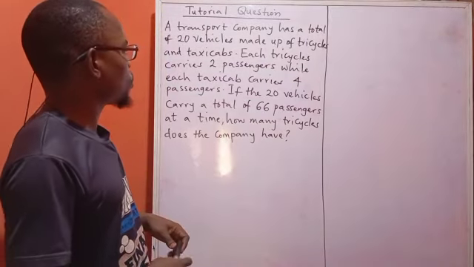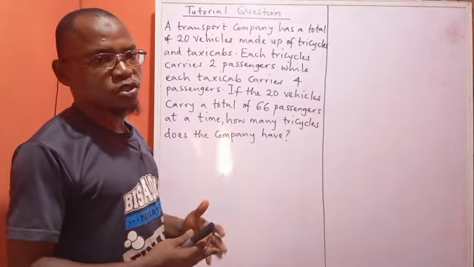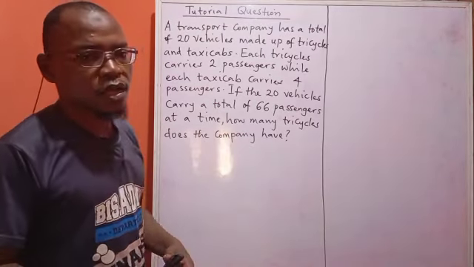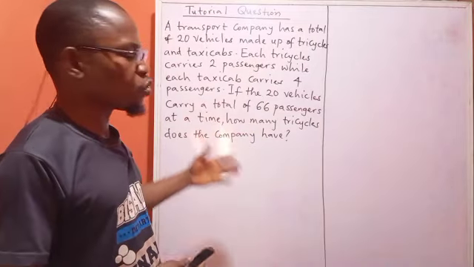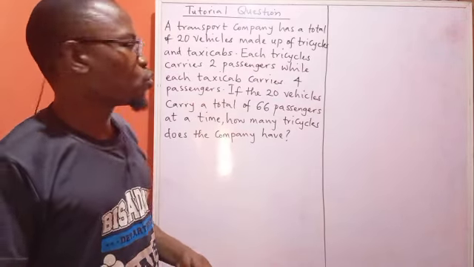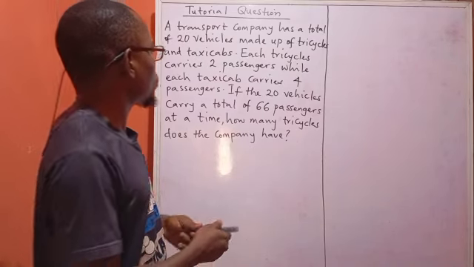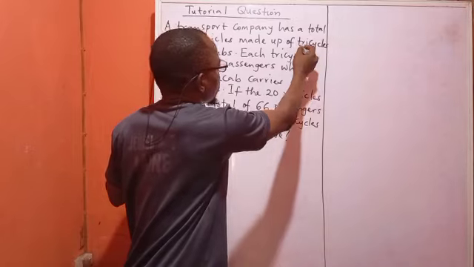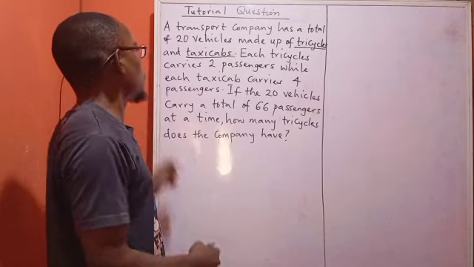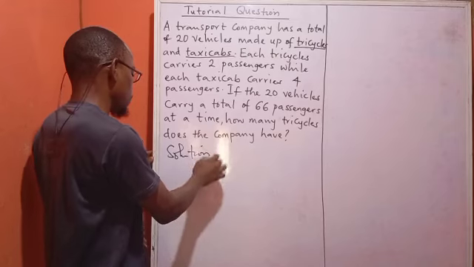Now, taking a look at this question, the first thing you have to look at is what type of question is this? Is it a set question, or is it a word problem? This is a word problem, and the word problem will lead to a simultaneous equation. So what do we do from here? We are looking at a tricycle and a taxicab.